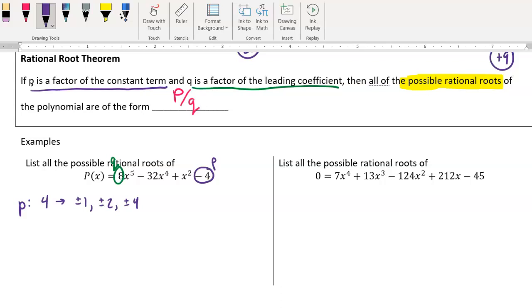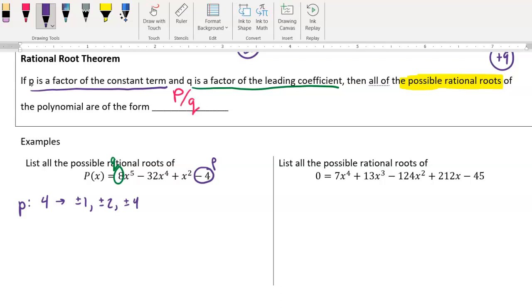So I know 1 and 4, 2 and 2. You can list them in any order. I like to put them in order from smallest to largest, though. But these would be all of the factors of 4. And the reason why we have plus or minus is because negative 1 times 4 would be negative 4, or positive 1 times negative 4 would be negative 4. So that's why we have to list them out as positive or negative for every single one of those.